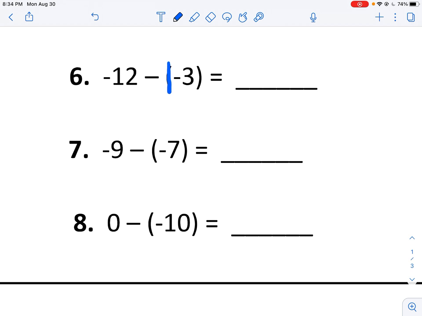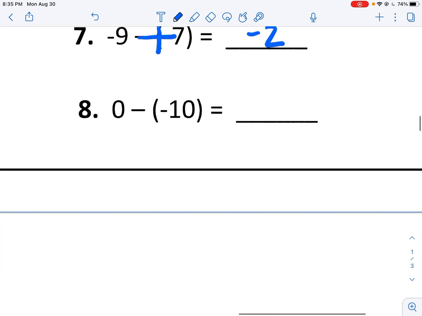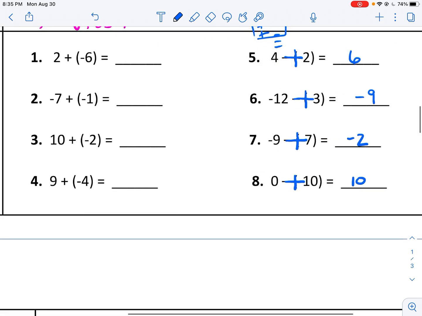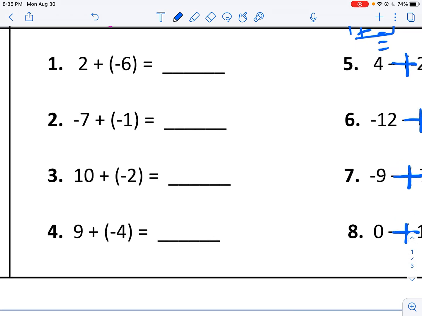This would be -12 plus 3 would get us -9. -9 plus 7 would get us -2. 0 plus 10 would get us 10. I just realized I did the right hand side instead of the left hand side. So I want you guys to do these right here. This would get us -4, -8, 8, and 5.